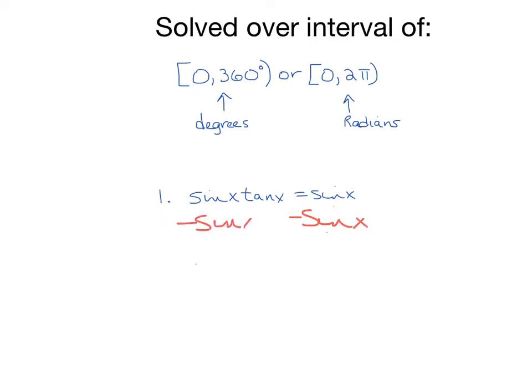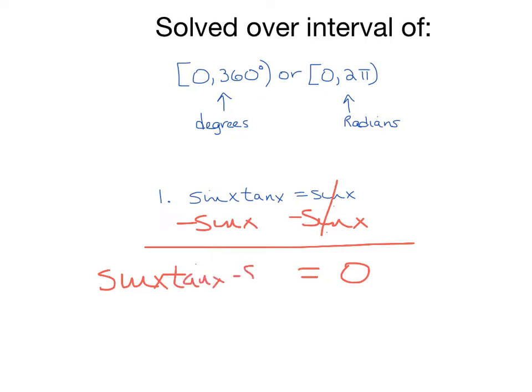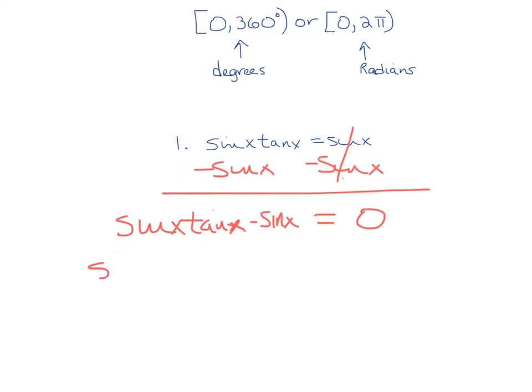So I'm going to move sine x to the left side. Once I do that, my equation equals 0. So now I have sine x tan x minus sine x. And now I can factor out a GCF. So my GCF is sine x, and then what remains is tan x minus 1.